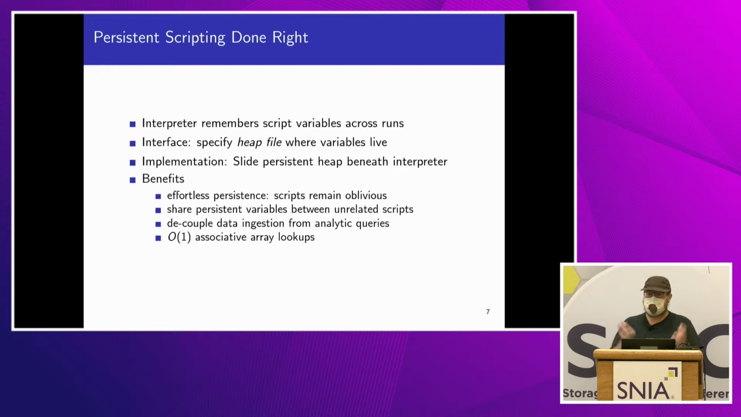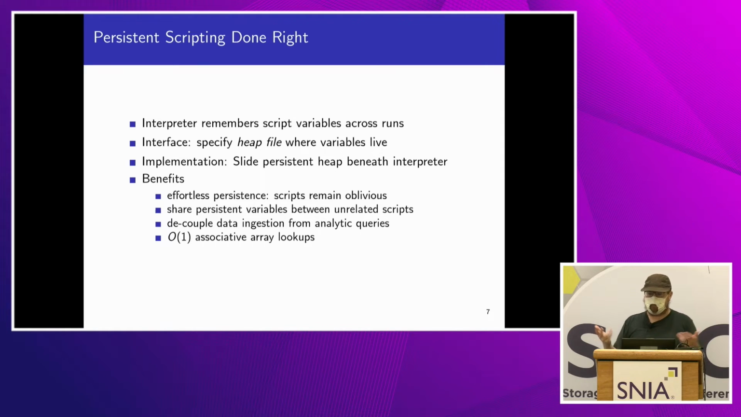The easiest way to implement persistence is to slide a persistent heap beneath the script interpreter. If we do that, we get several benefits. Most importantly, persistence becomes effortless. Script programmers write zero code to save and restore script variables across executions. Our little awk script, for example, doesn't need the begin block on the previous slide.